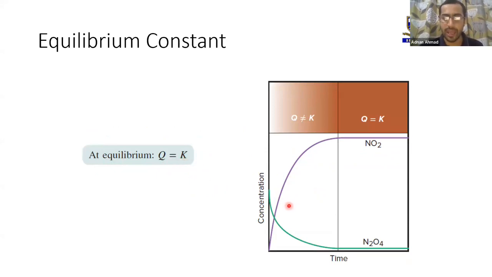If you look at this graph here, we have the concentration of N2O4, which is our reactant, decreasing, and here is our product, NO2, and the concentration of the product is increasing. At the point when equilibrium is achieved, we say that Q becomes equal to K. I hope this point is clear, and it is very useful. Most of the time you will see questions related to this topic.